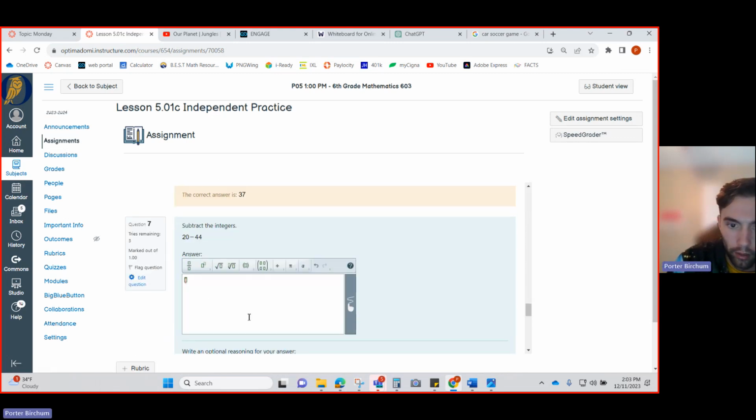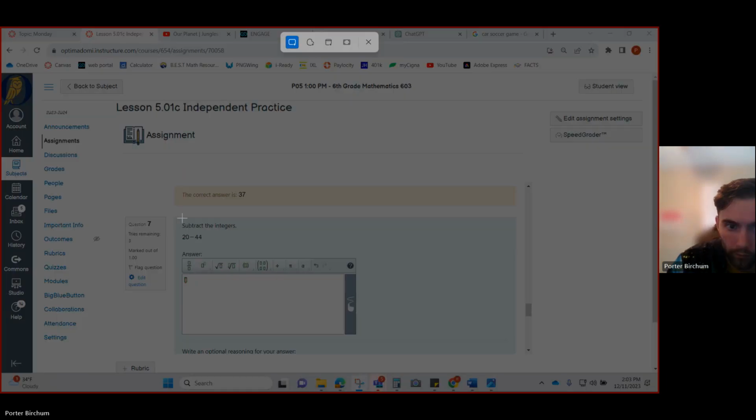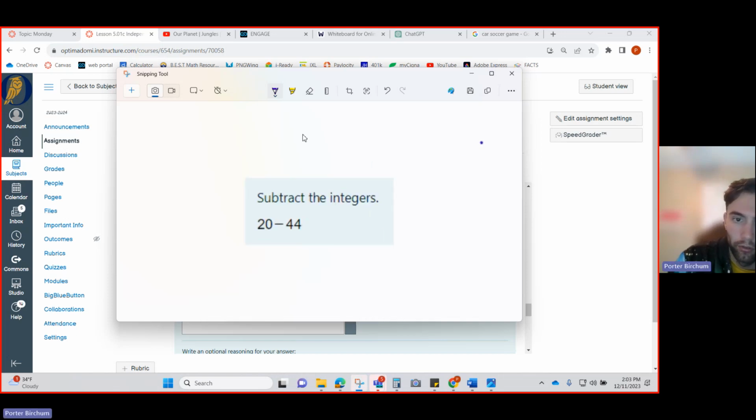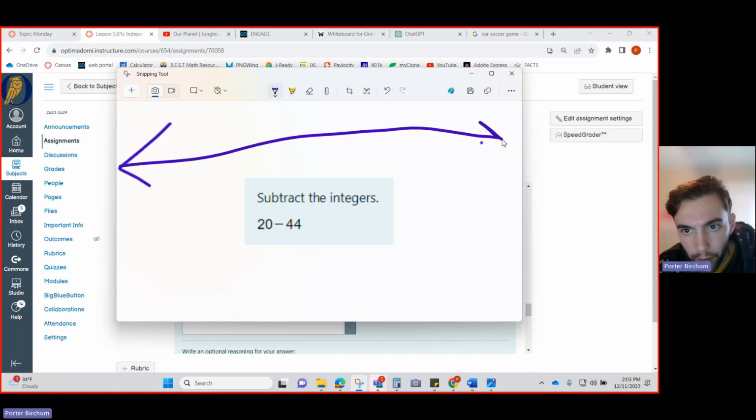Two questions left. 20 minus 44. Now, I'm not going to show the number line because that would be a lot of jumps, right? That would be just so many jumps. Let's think, is this answer going to be positive or negative? I think this answer is going to be negative, right? Because we're starting at 20, but then we lose 44. Maybe we can use a number line, but we just don't need to make all the jumps.